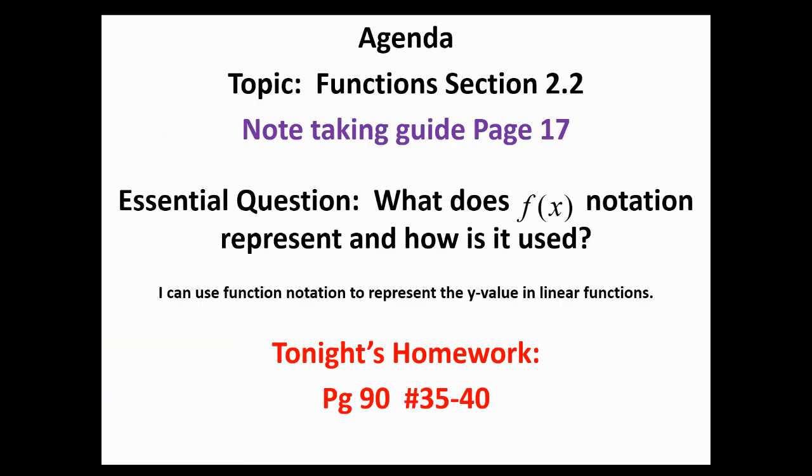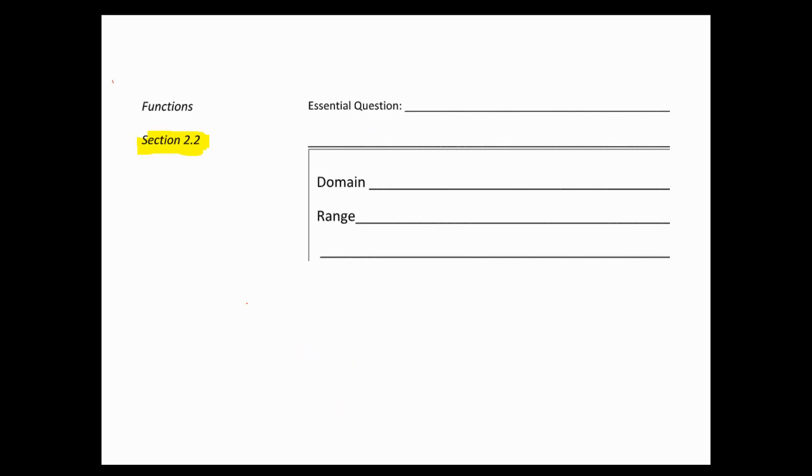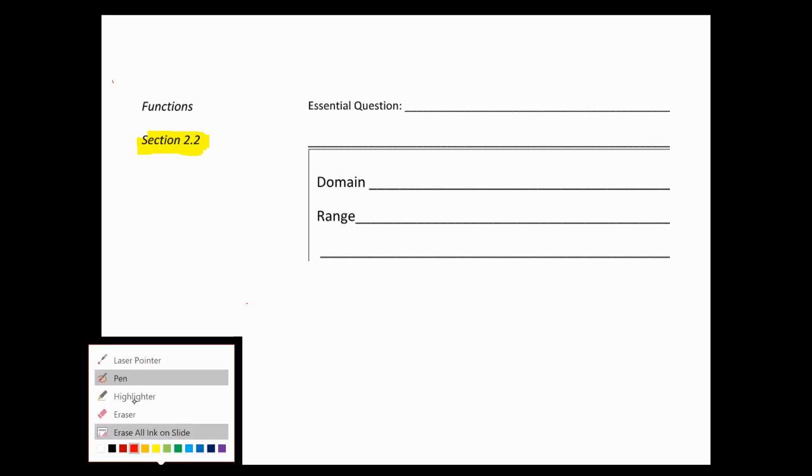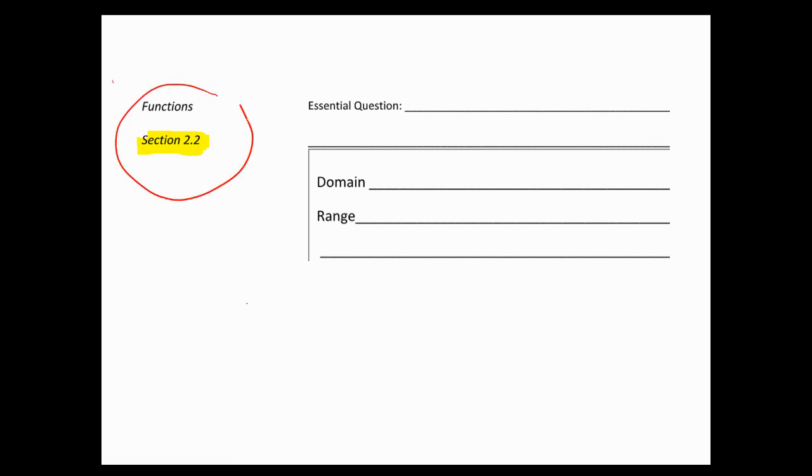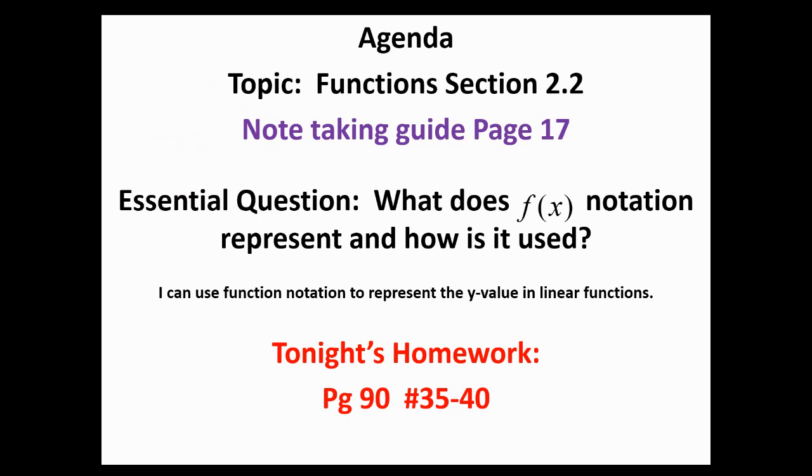Well, Math 96. Today's Monday, or maybe you're viewing this on Tuesday. It's October 5th today. So we're going to do section 2.2 on your note-taking guide, page 17. So I just wanted to make sure you knew something. This is just a little image of page 17, and you can always tell which section we're on. It's on the top left of the page that you have there. Okay. So the essential question, you should be writing that up at the top of page 17.